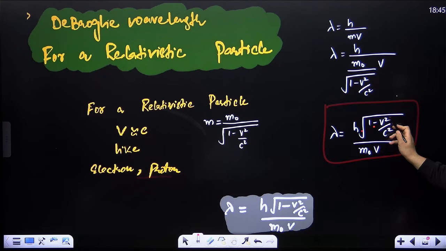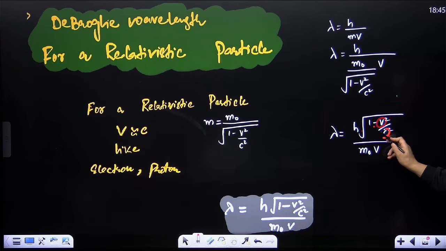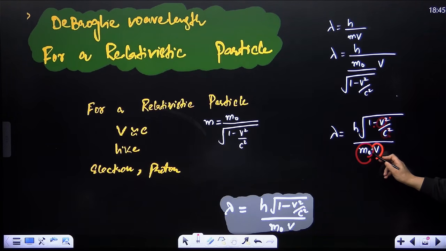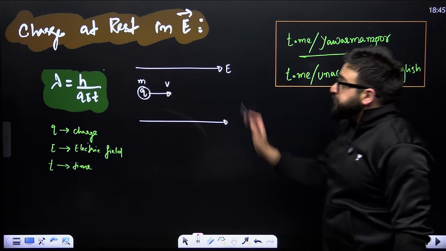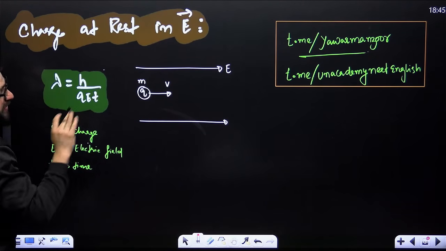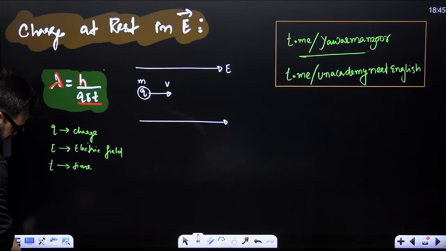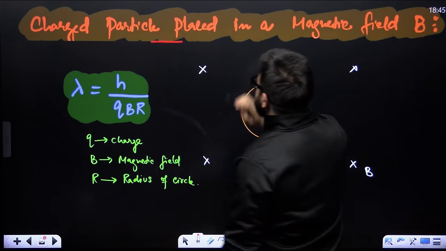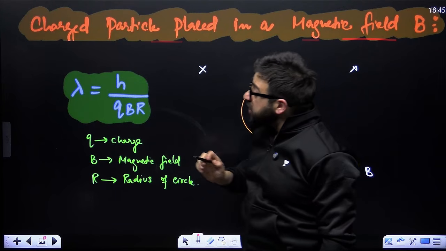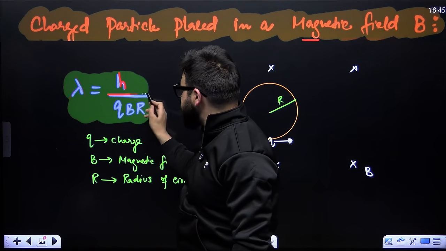Its de Broglie's wavelength is h times the square root of 1 minus v square by c square, divided by m naught v. v is the speed of that particle, c is the speed of light, m naught is the rest mass of that particle, and h is Planck's constant. De Broglie's wavelength for a charged particle at rest placed in an electric field is h divided by q E t, where q is charge, E is the electric field, and t is time. Then, my dear NEET aspirants, for a charged particle placed in a magnetic field, its de Broglie's wavelength is h upon q B r.